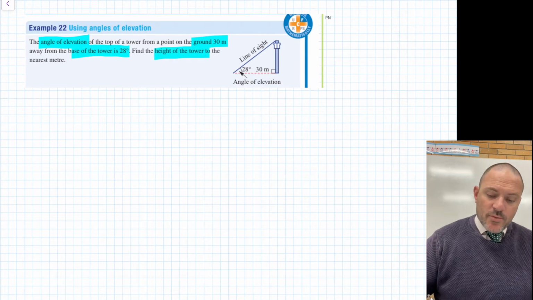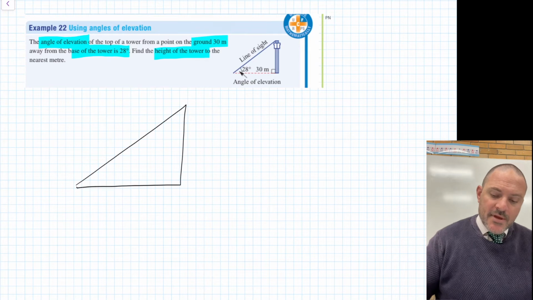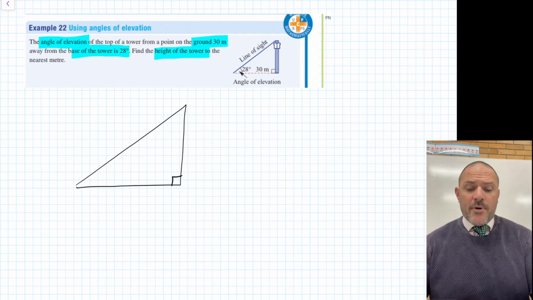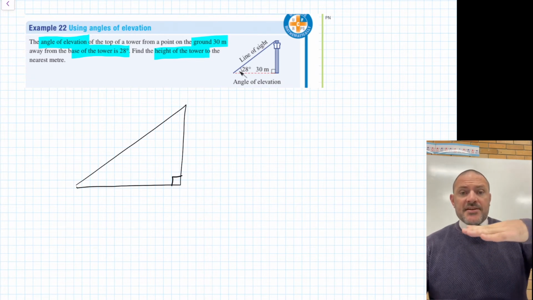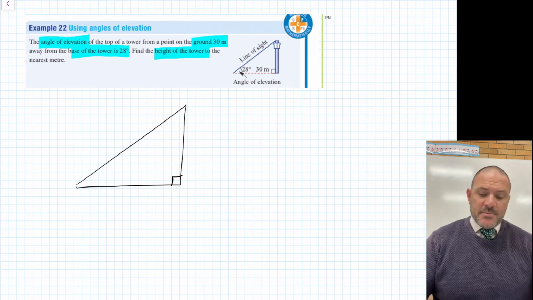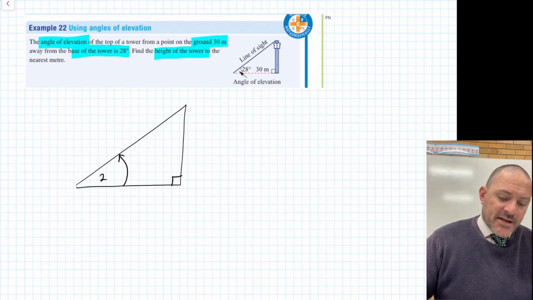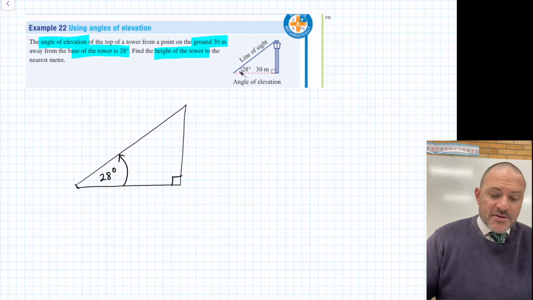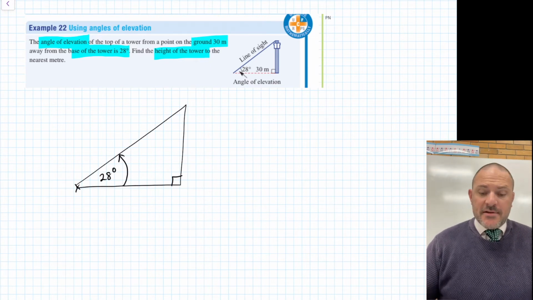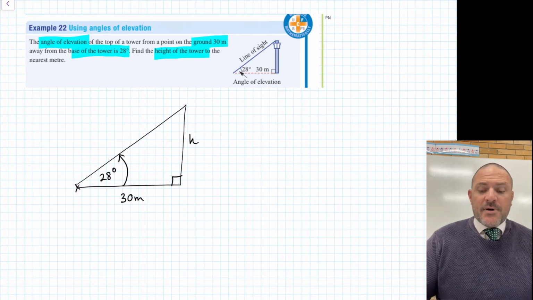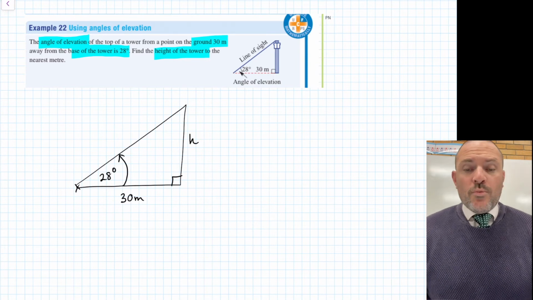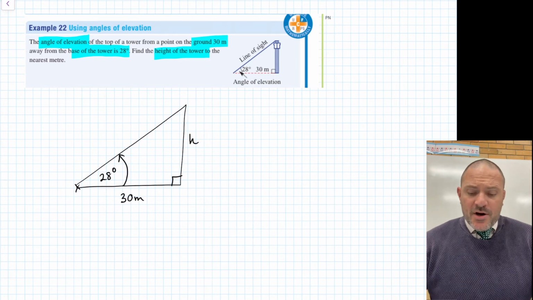So let's start with a nice right angle triangle. Yes, I know the diagram is there, but just try and ignore it for the moment. Now, it says the angle of elevation is 28 degrees. So elevation is across and up, which means the angle there is my 28 degrees. We are told the point on the ground away from the base of the tower is 30 meters, and it's asking me to find the height of my tower. So quite quickly, even with that diagram there, it's pretty easy to come up with my diagram, right? And now all I want to do is find the value of h.